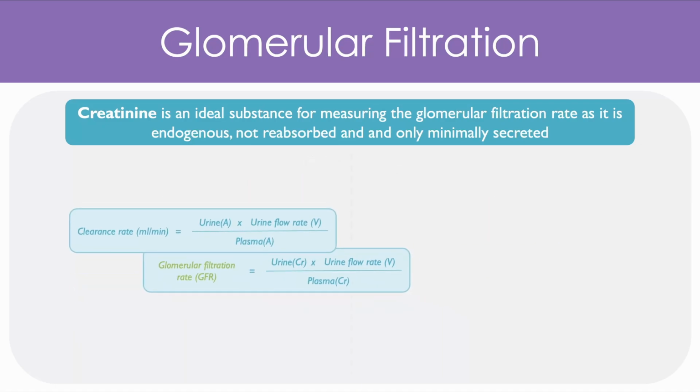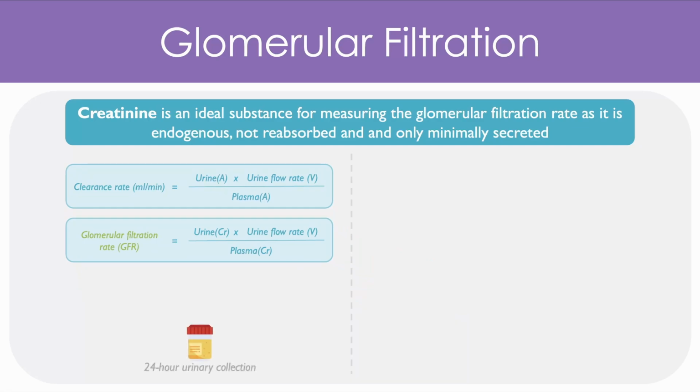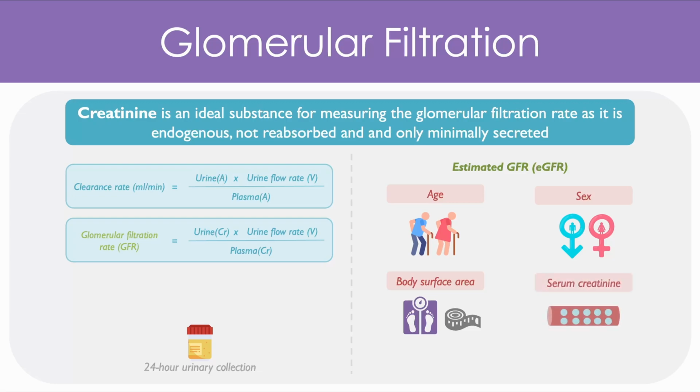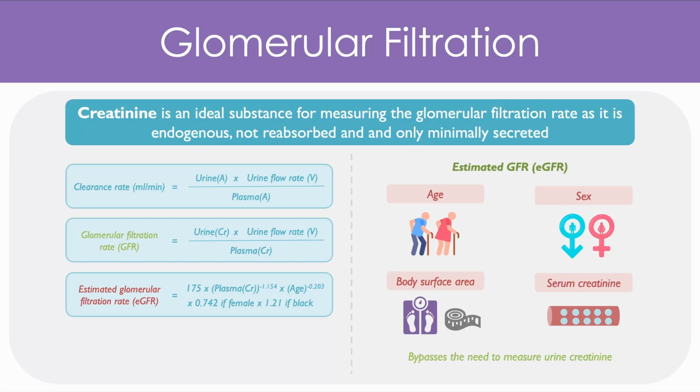The one disadvantage of using these equations is that they rely on 24-hour urinary collection, which is not ideal for acute scenarios. As a result, we have a system of calculating the estimated GFR, or the eGFR, by looking at patient factors such as the age of the patient, whether they're male or female, and the body surface area, and combining all of this with a serum creatinine, so just one blood test, to bypass the need for urinary collection. Here's one example of an eGFR equation, but there are different equations which can be matched depending on the situation and depending on different patient characteristics.